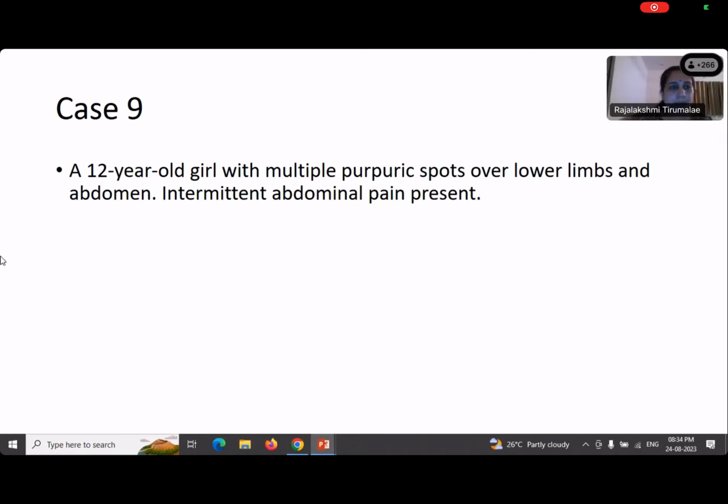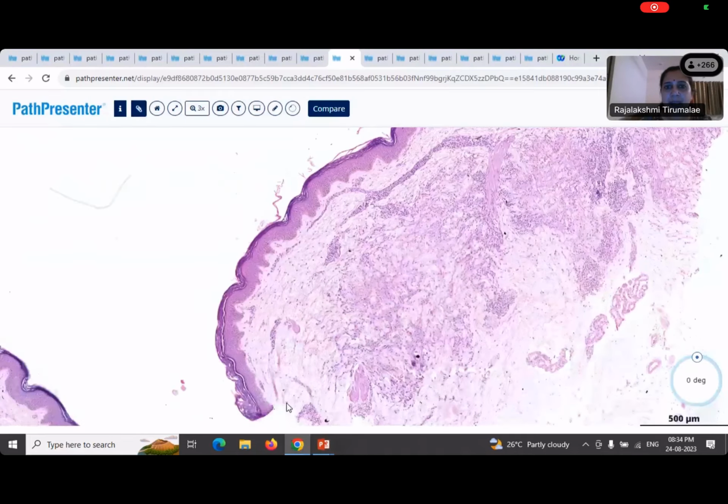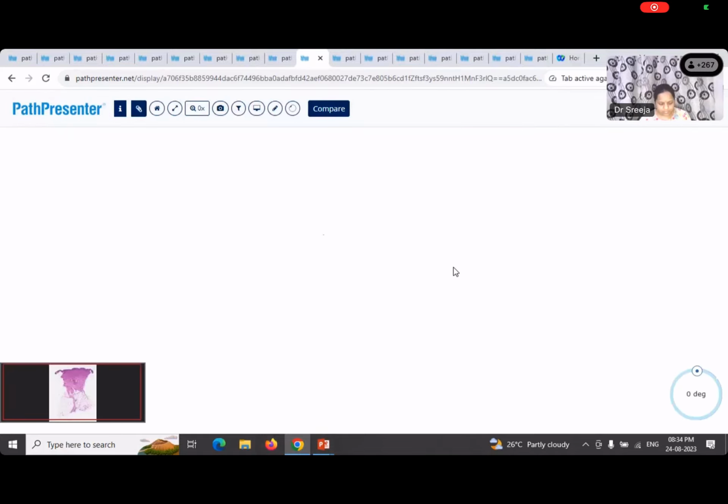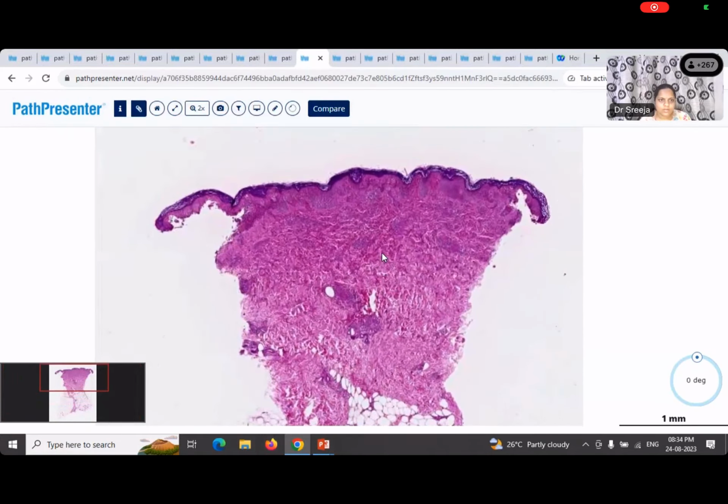We'll move on to case number 9, a 12-year-old girl with multiple purpuric spots over the lower limbs and abdomen. She also has intermittent abdominal pain. So, Shrija, would you like to take this case? Shrija, are you there? Yes, ma'am. Yes, Shrija, you can start describing.